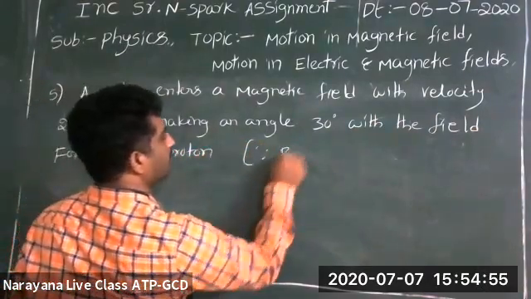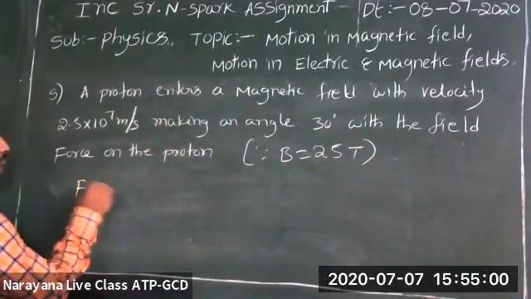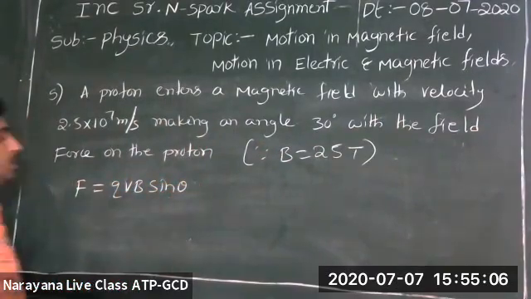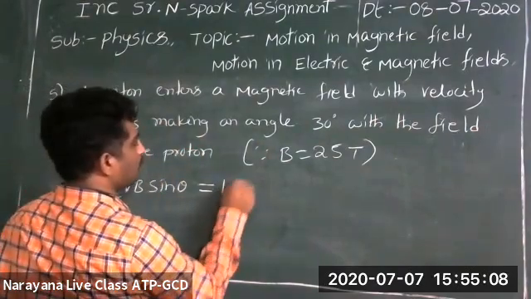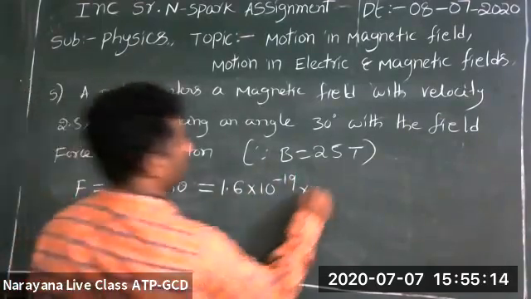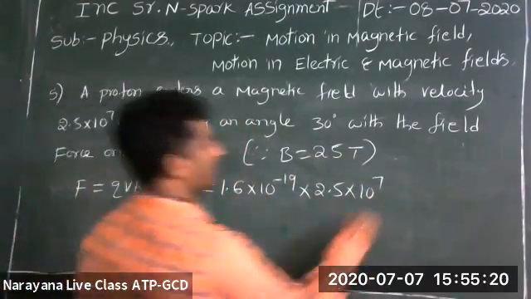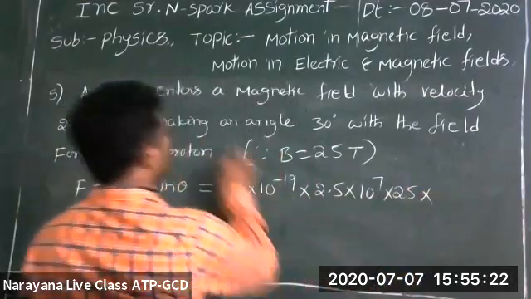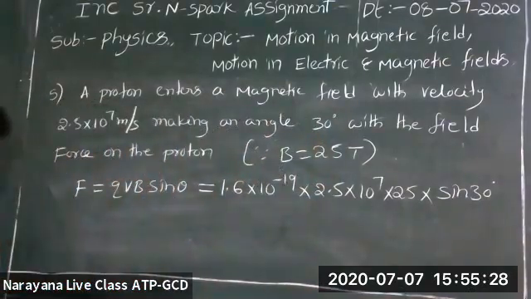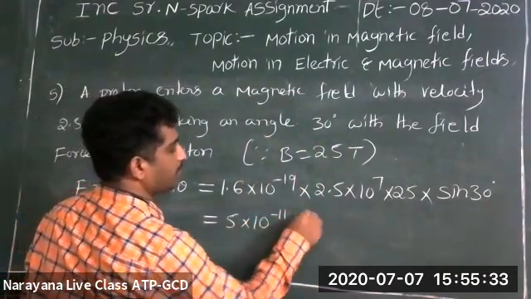here, B is given as 25 Tesla. Now force equal to QVB sin theta. So here Q means proton charge, 1.6 into 10 power minus 19. V means 2.5 into 10 to the power of 7. B means 25. Sin 30, the angle is sin 30, so 1 by 2. So here we got the answer, 5 into 10 power minus 11 Newton.